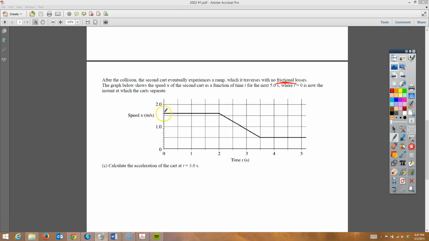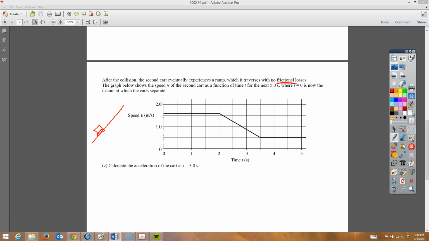Notice that the speed of the cart is 1.6, and then when it gets to the ramp, it slows down from the 1.6 to about 1/2 of a meter per second. So at this point, we know that the cart must be going up a ramp, and that's the only way for it to lose any speed. They want us to calculate the acceleration of the cart at 3 seconds. And to find the acceleration of the cart is really simple.